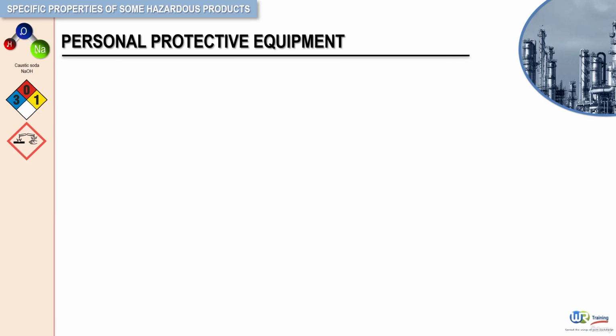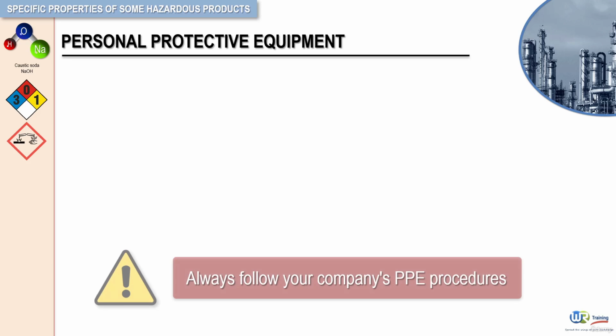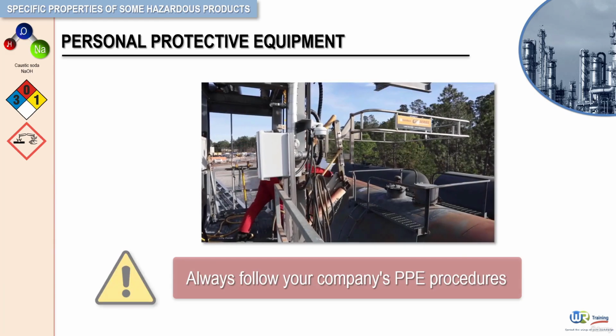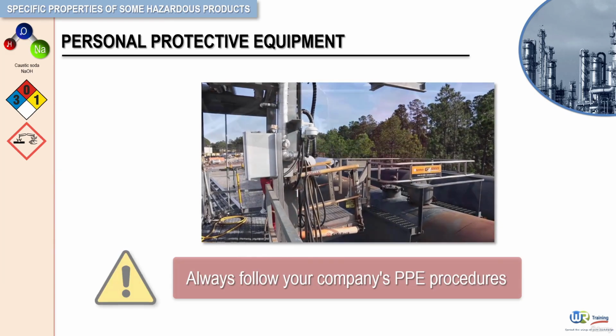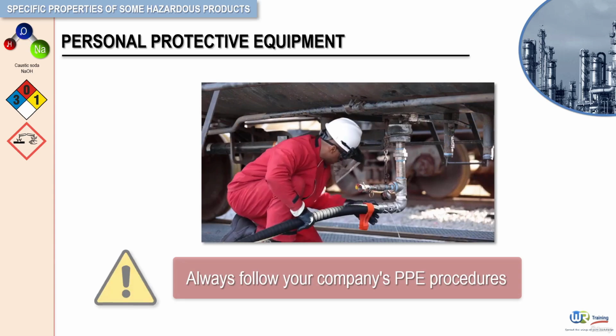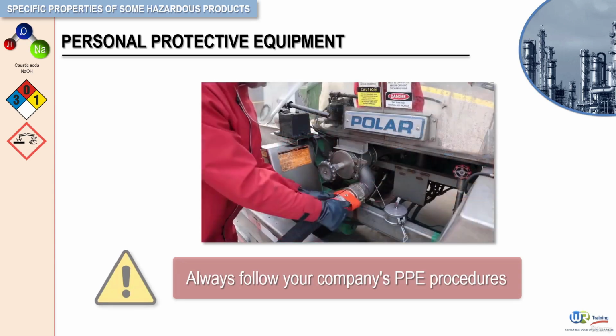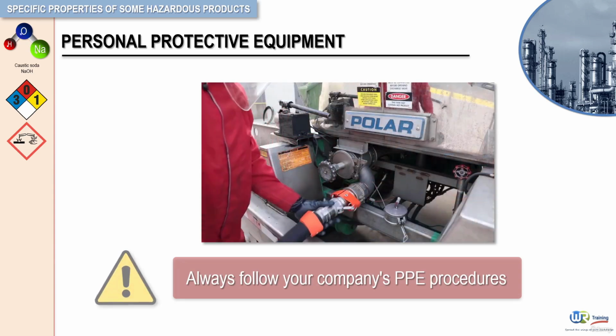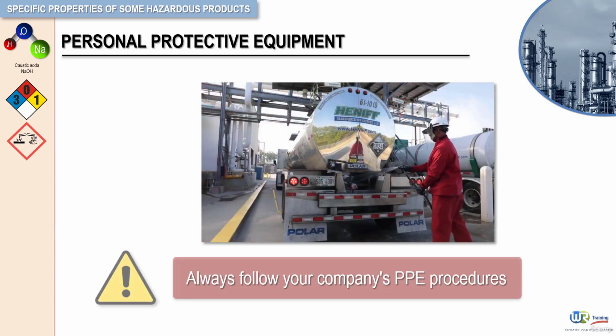Like most chemicals, caustic can be shipped, stored, and processed safely if proper procedures are followed and personal protective equipment is used. So, always follow your company's PPE procedures. The recommended safety equipment when working around caustic solutions is based on the activity being performed. Your facility may have performed the job safety analysis of specific tasks and may recommend a different level of PPE. Such different levels of PPE are compatible with the purpose and intent of the recommendations in this video.